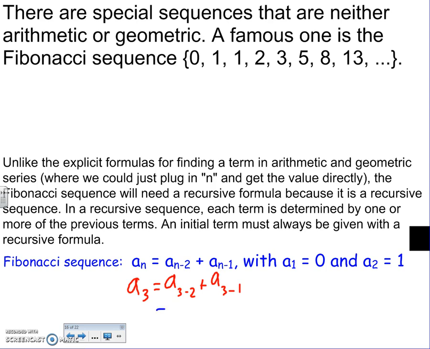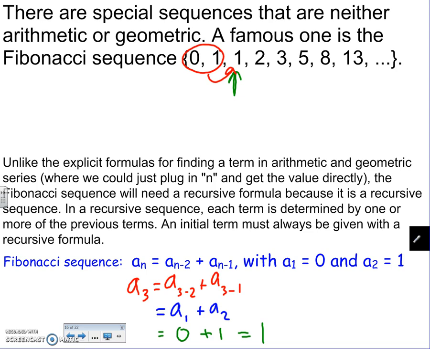Well, a sub 3 minus 2 is a sub 1, plus a sub 2. A sub 1 is 0 plus 1, which gives us 1. And that is a sub 3. So the third term is 1. And again, this is the previous two terms added together. So 0 plus 1 is 1.